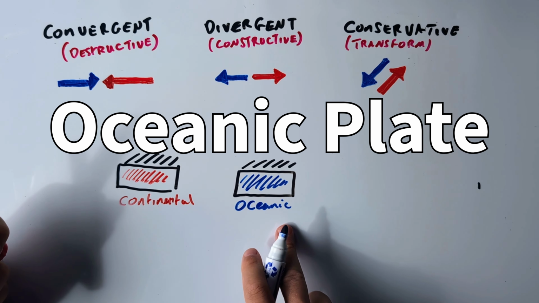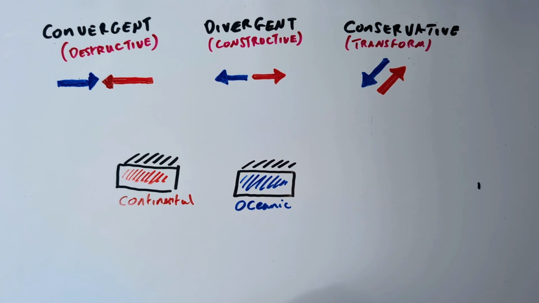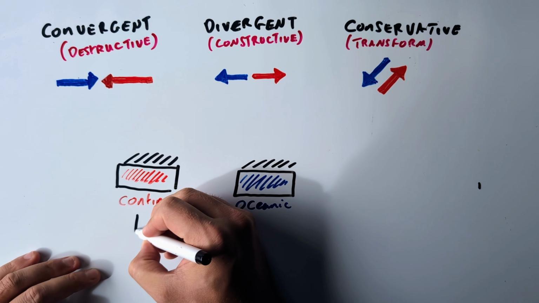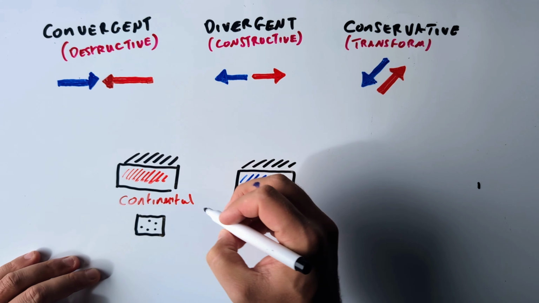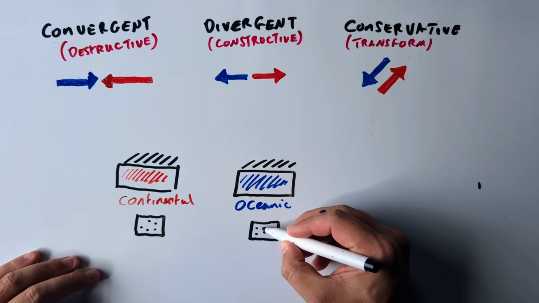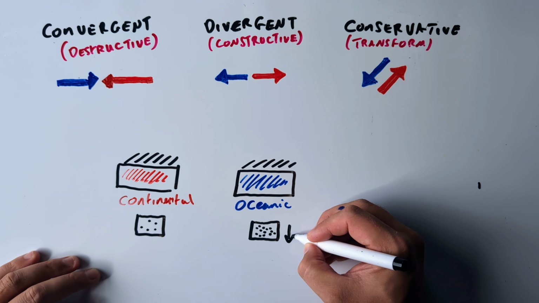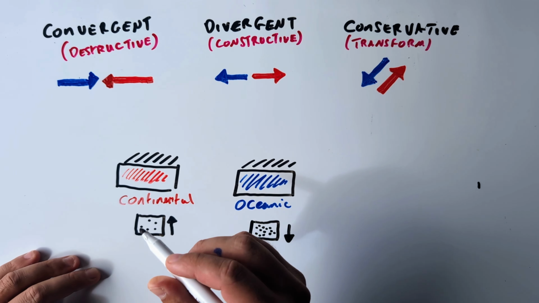Okay, continental plate, oceanic plate. Now, the thing that you really need to know more than anything is that the continental plate is less dense. Okay? The oceanic plate is more dense. You should really know these expressions from science about density. It essentially means that one's heavier. Okay? And the continental plate is lighter.